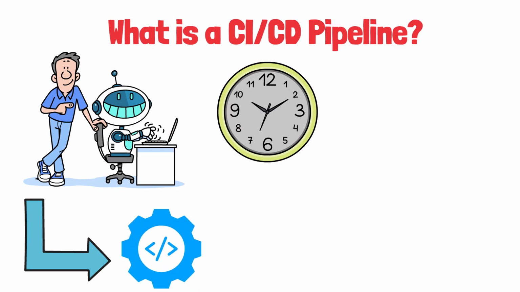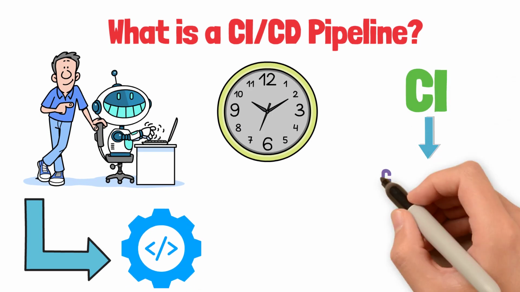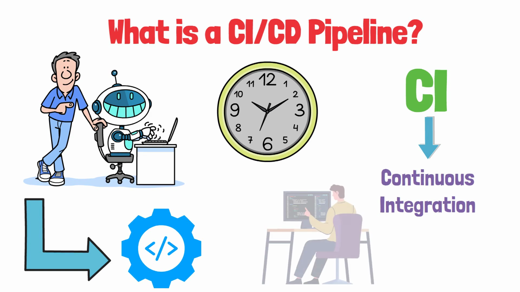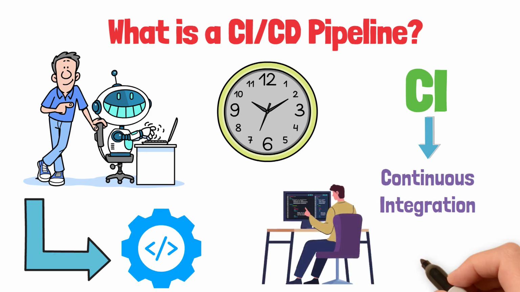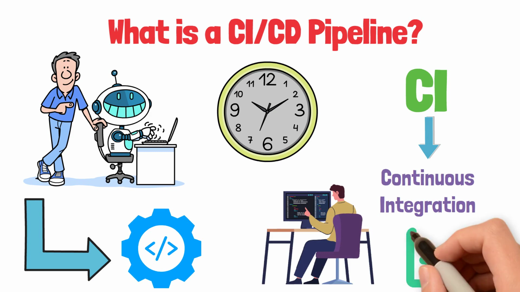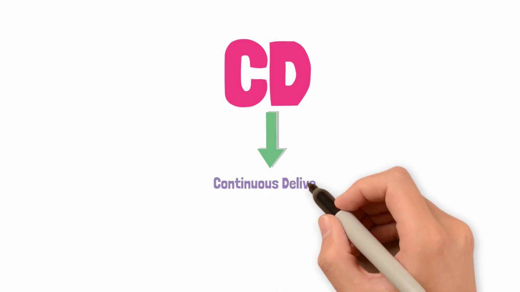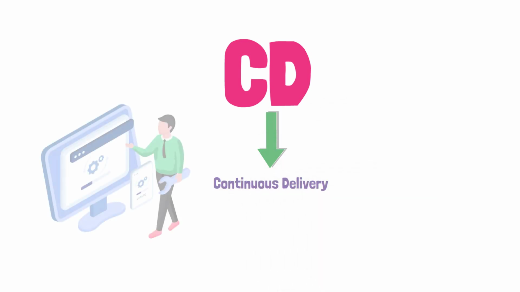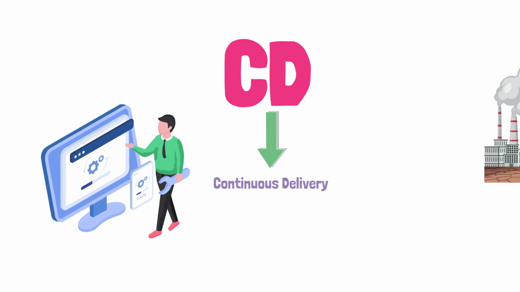Let's break it down. CI stands for continuous integration. It means developers keep adding their new code into one shared place many times a day. As soon as someone adds code, it is automatically checked and tested. CD stands for continuous delivery or deployment. It means once the code is tested and ready, it gets automatically sent out to users like an update on your phone or a game patch.